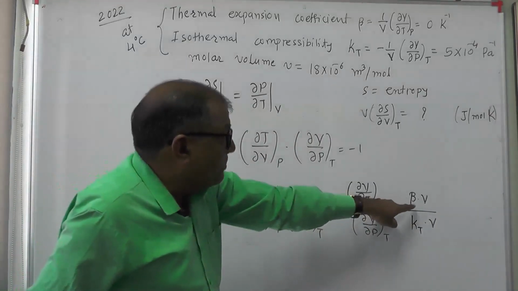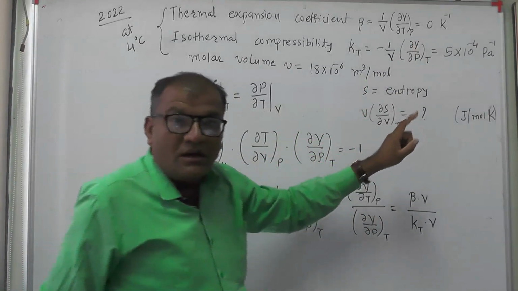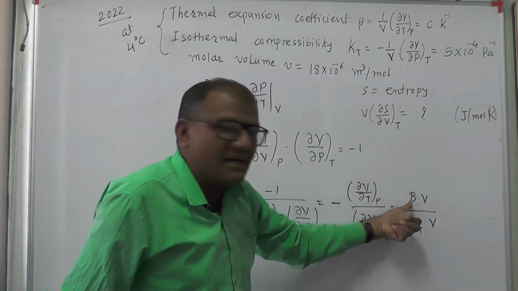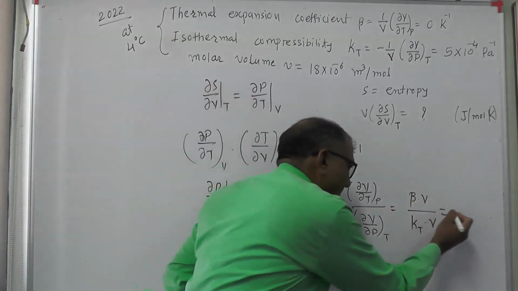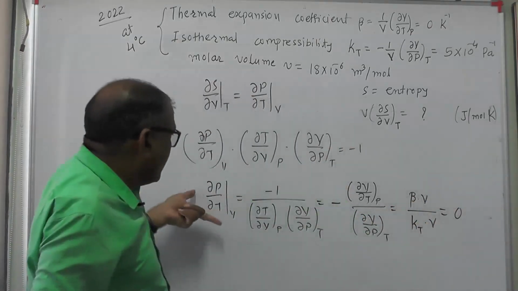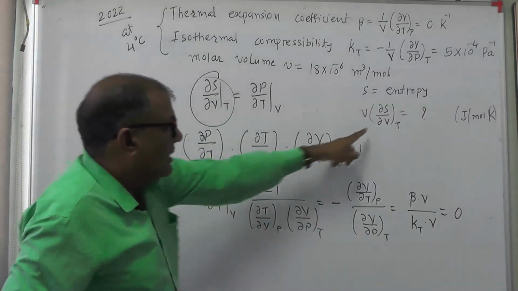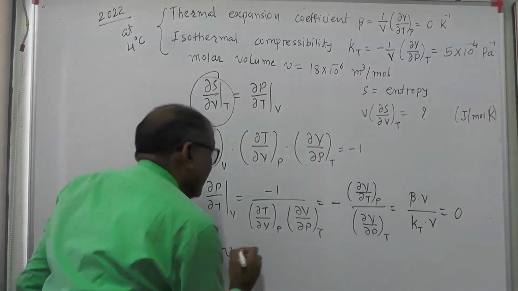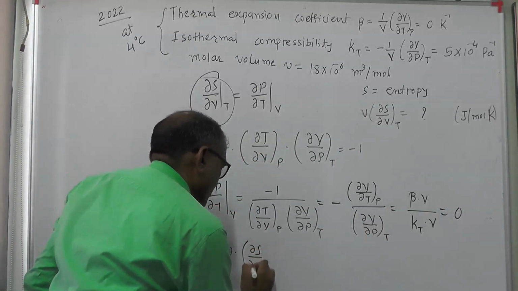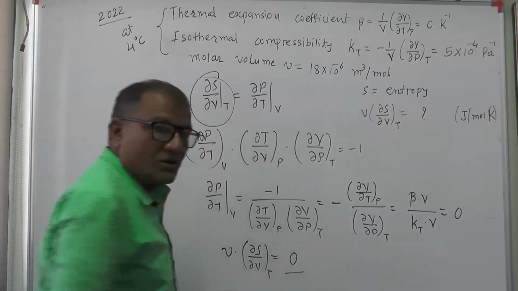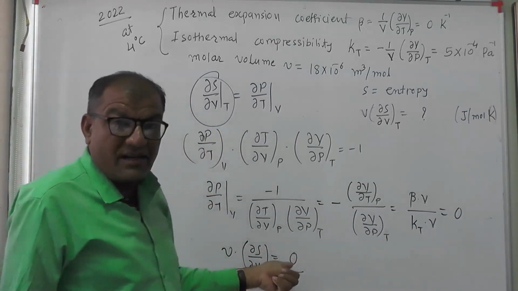We know the value of beta, that is 0. There is no need to put the other values because beta is 0. So this entire term is 0. If this is 0, then this would be 0, and multiplied by V, del S over del V at constant T is equal to 0. This is the final answer.